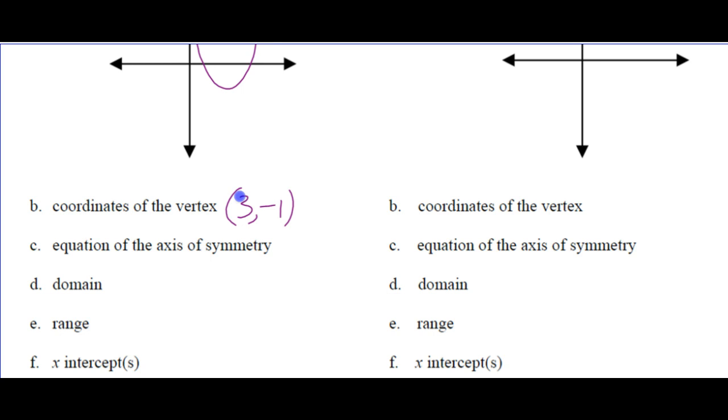What's the equation of the axis of symmetry? x equals 3. Remember, the axis of symmetry goes through the vertex, and this is p. x equals p, so x equals 3. What's the domain of every quadratic? It's actually every polynomial function, but x belongs to the reals. What's the range? y is greater than or equal to -1.